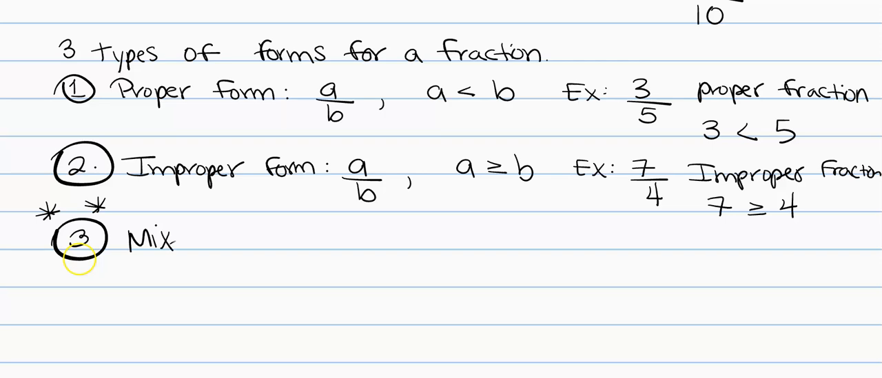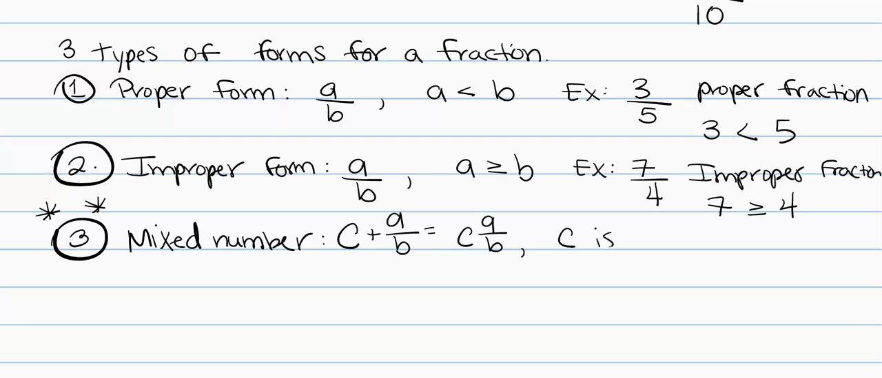The third type, and this is the most common type you will see on a HESI, is called the mixed number. The mixed number is essentially a whole number, and I'm going to call that c, attached to a fraction a over b, or we would write it as c a over b. Where c is a whole number and our fraction is proper. So these are the 3 main types of fractions we will go over in this video.